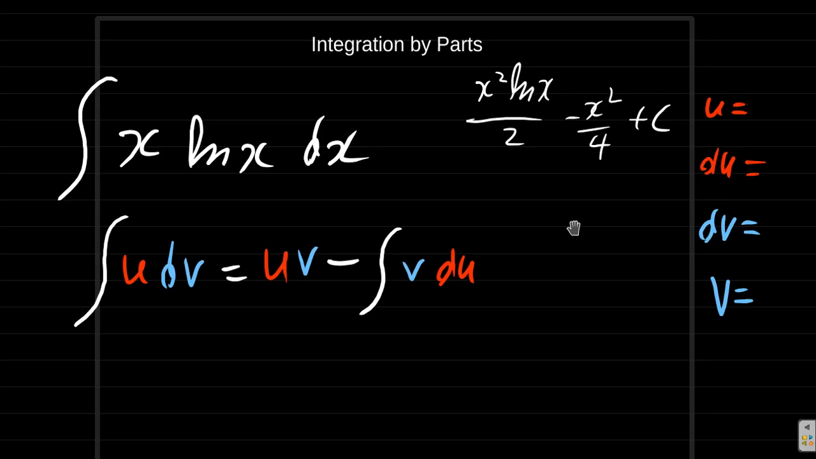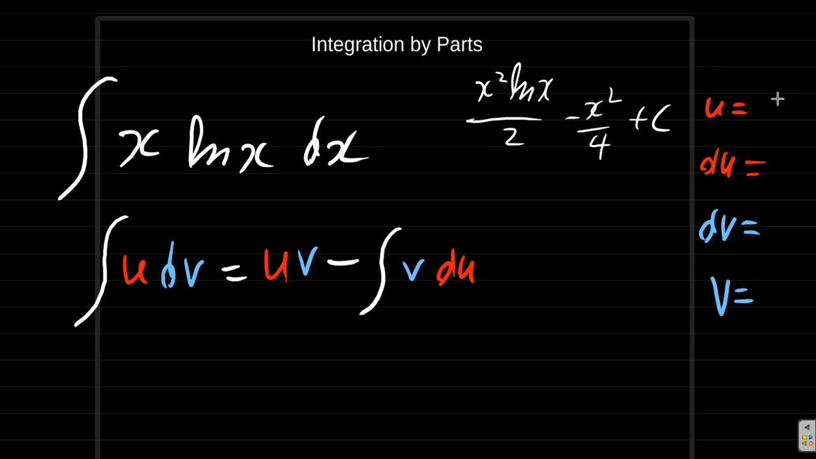In our previous video, we worked this out. We used u for ln x and dv for x. What we got when we did this integration by parts was x squared ln x over 2 minus x squared over 4 plus c. Now, let us consider using u for x.